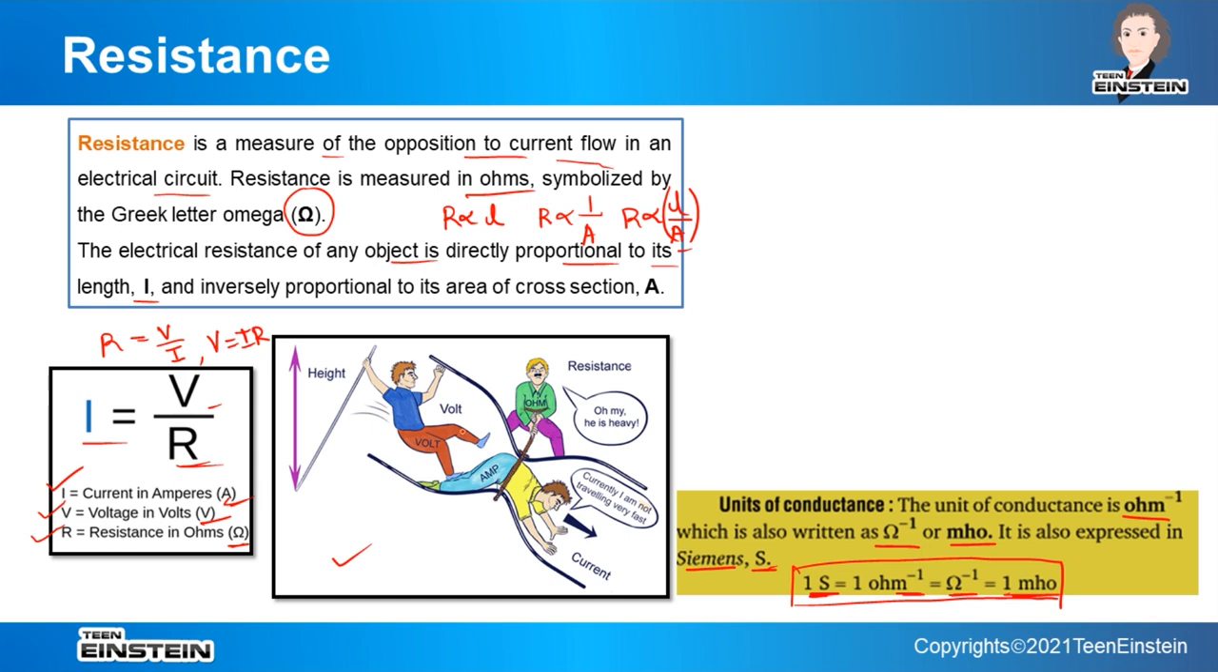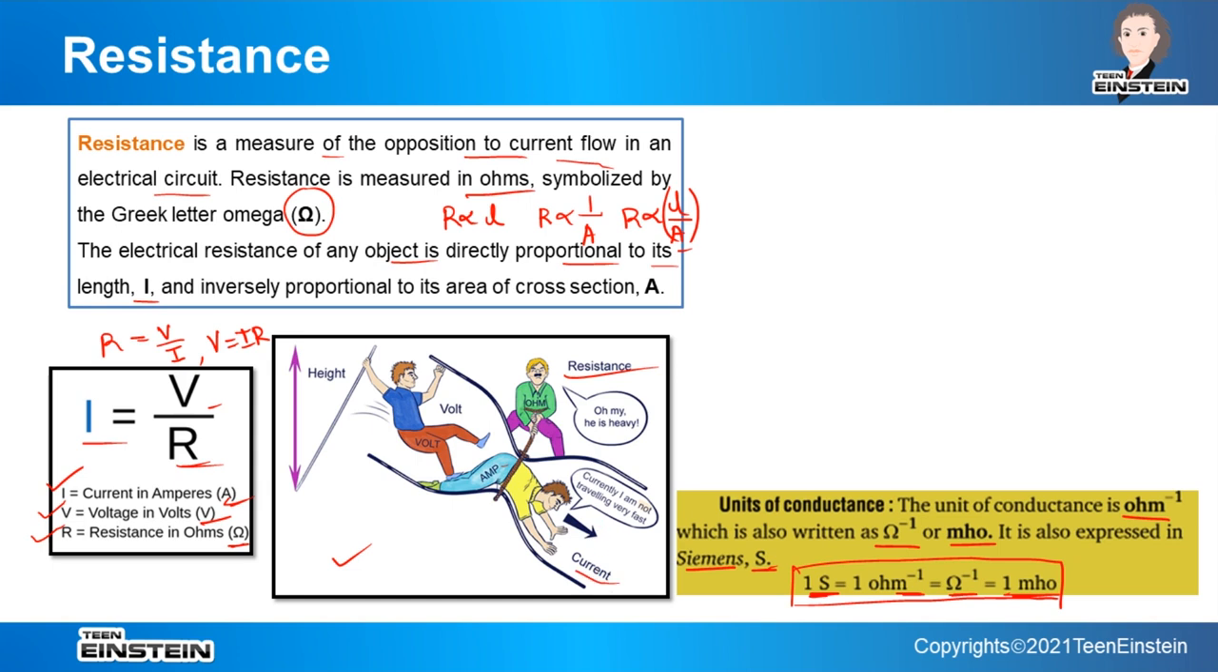So volt is basically responsible for the flow of current. So higher is the amount of voltage, higher the current flow, this intensity will increase. But if there is high resistance, then current flow will be disturbed.